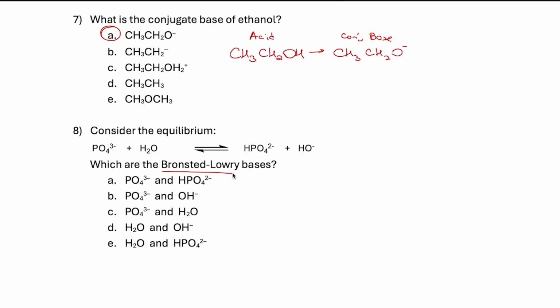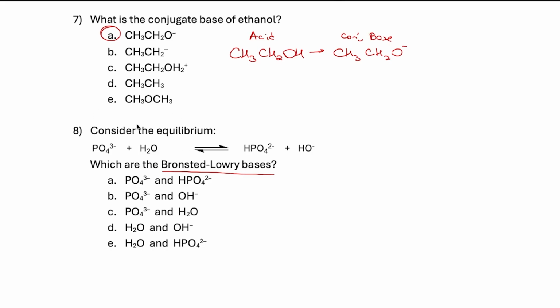Remember that they're not telling you which one is the Bronsted-Lowry base in the forward reaction. They're telling us in general. And so that previous worksheet that we had of really repetitive labeling of acids and bases and conjugate acids and bases is going to be really helpful.